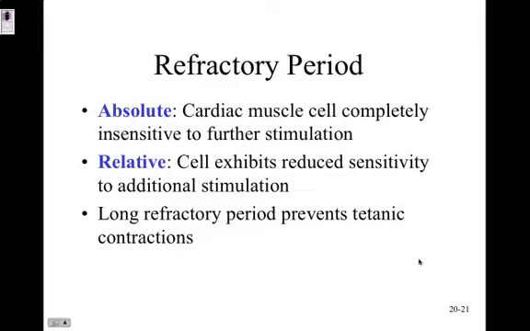Do you guys remember what tetanus was? Lockjaw. Lockjaw is what you can get from tetanus, yeah. But it's where the muscle is continually contracting and it won't relax. So you don't want that to happen to your heart. That would be fatal.